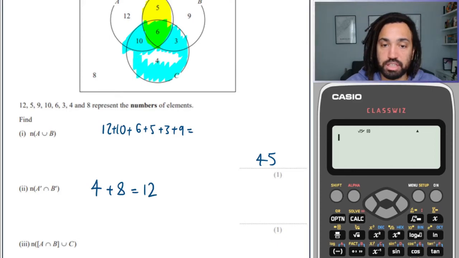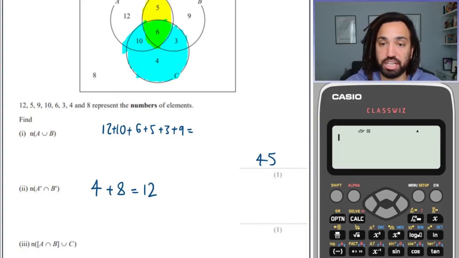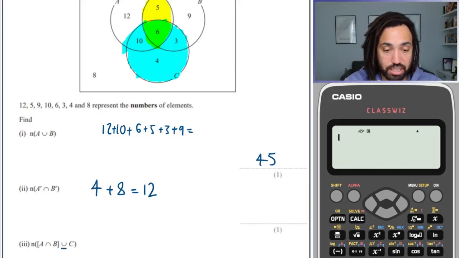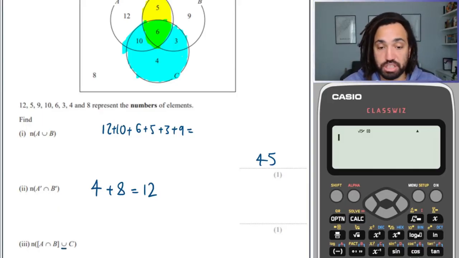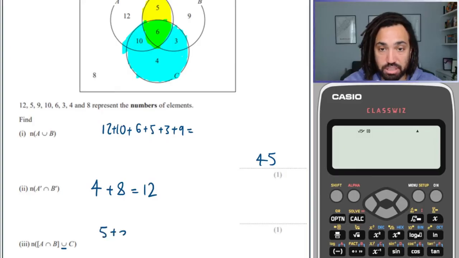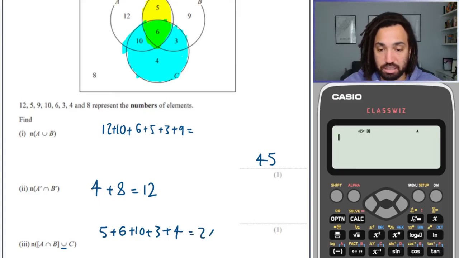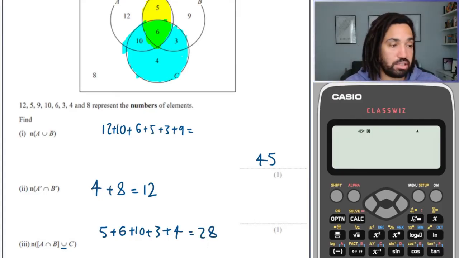The beauty about using these colours is that the union is going to be just anything which is shaded, and the intersection is going to be anything which is shaded green where the two overlap. So because we're looking at the union of these two sets, we're just looking at anything which is shaded at all. So 5 plus 6 plus 10 plus 3 plus 4. And that's going to give me 7, 17, 28. So 28 is the answer for that one.